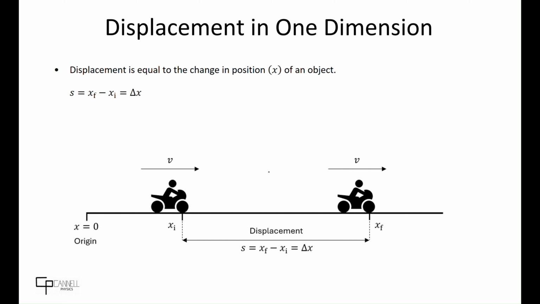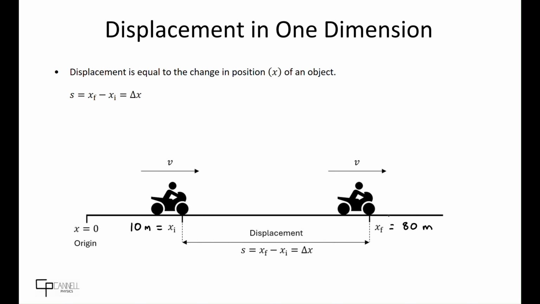So you can see by simply inspecting this diagram that the displacement between the initial and final positions must be xf minus xi. So you can imagine this horizontal line, or the road, as the x-axis. And let's just assign some values to xi and xf so we can see this equation for displacement in context. I'm going to say that xi is 10 meters and xf is 80 meters. So therefore the displacement is going to be xf minus xi, or 80 minus 10. Therefore it's going to be 70 meters.